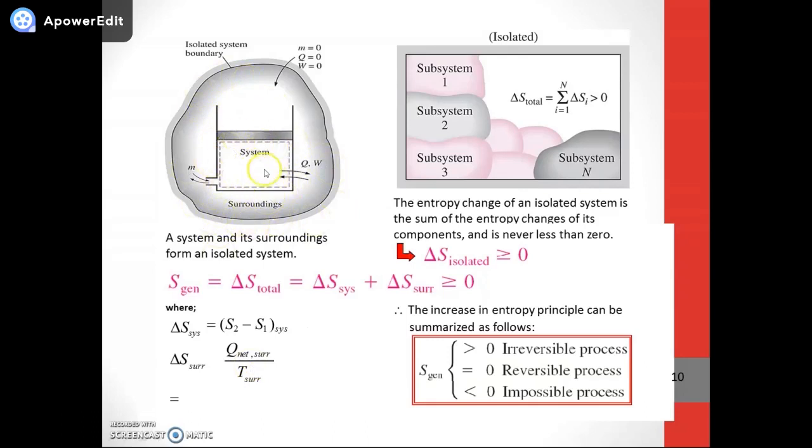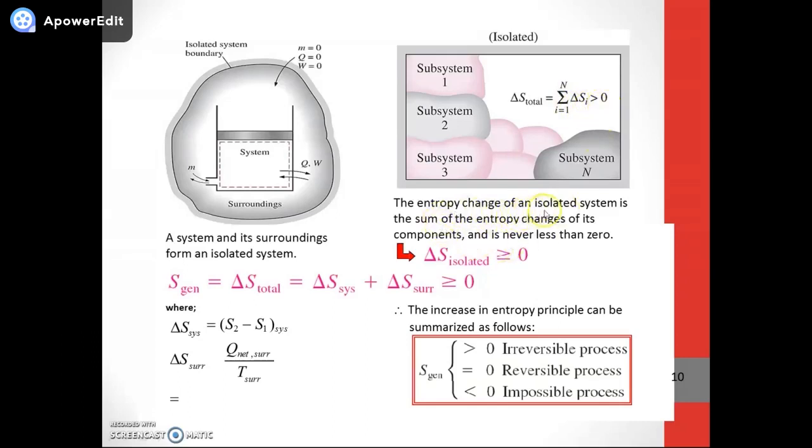over the T of the surrounding. So for the case of an isolated system, we have subsystem 1, subsystem 2, subsystem 3, and so on up to subsystem n. Therefore we can just write delta S total is equal to the sum of all delta S i, and it is always bigger than 0.